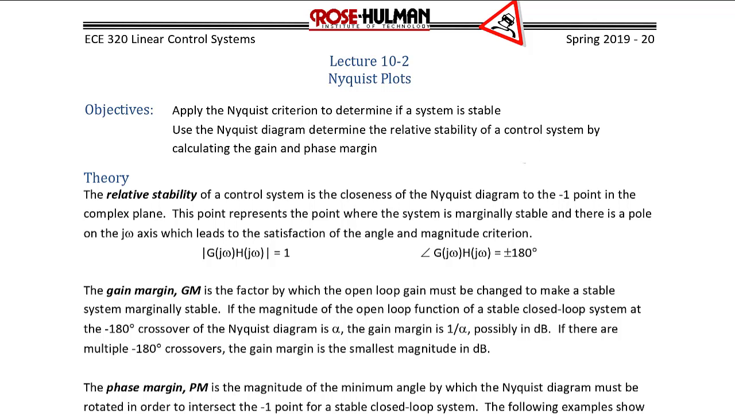The gain margin, or GM, is the factor by which the open loop gain must be changed to make a stable system marginally stable. If the magnitude of the open loop function of a stable closed loop system at the -180 degree crossover of the Nyquist diagram is alpha, the gain margin is 1 over alpha, possibly in decibels. If there are multiple -180 degree crossovers, the gain margin is the smallest magnitude in decibels.